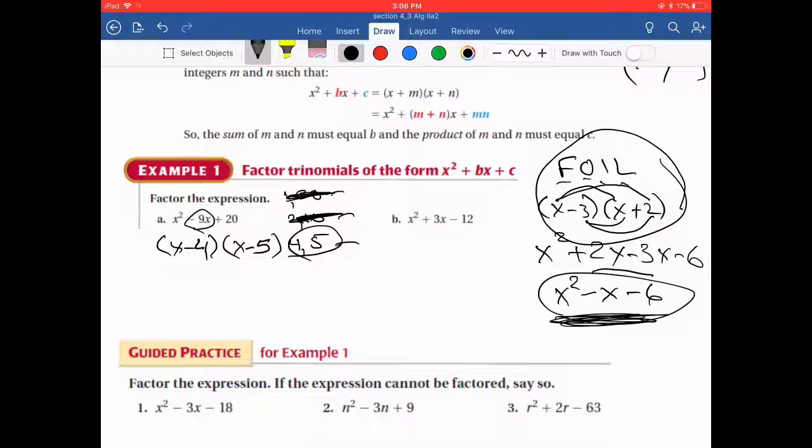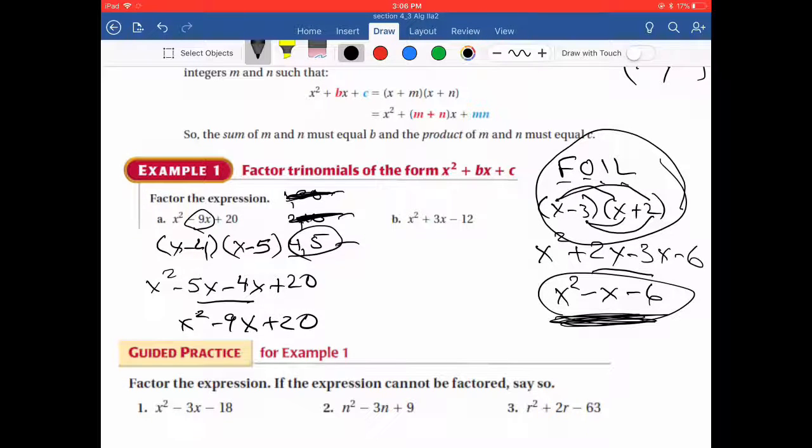So to check it, do the FOIL, what you just came up with. X times x is x squared. Outsides, x times negative 5 is negative 5x. Negative 4 times x is negative 4x. And negative 4 times negative 5 is positive 20. These combine to give us the negative 9x: x squared minus 9x plus 20.